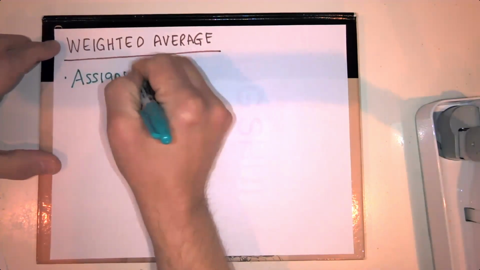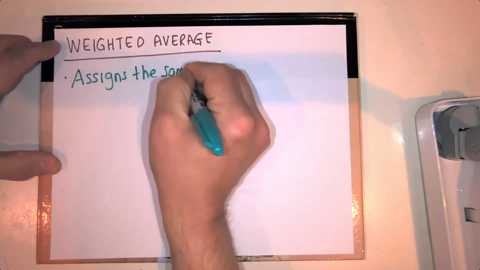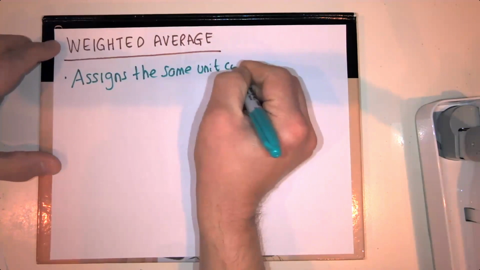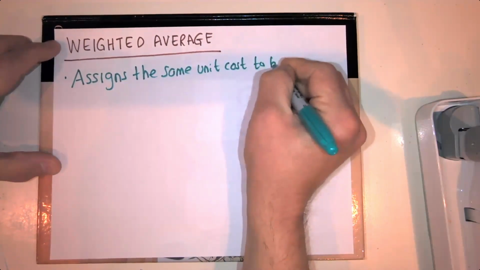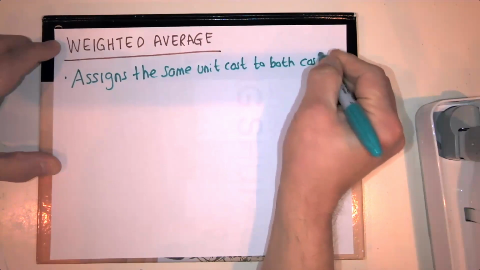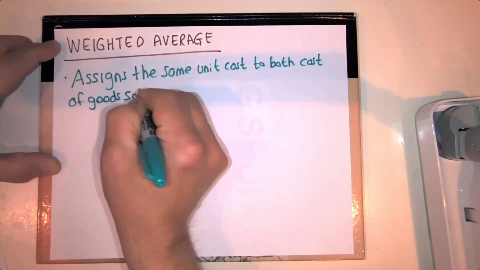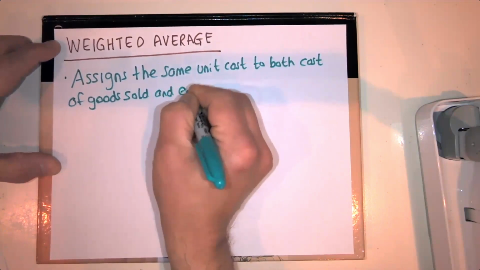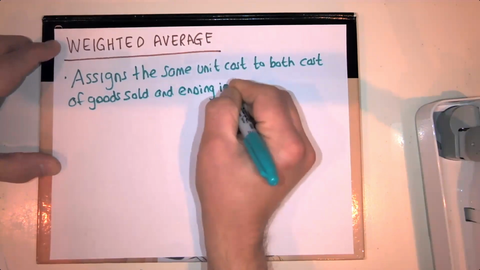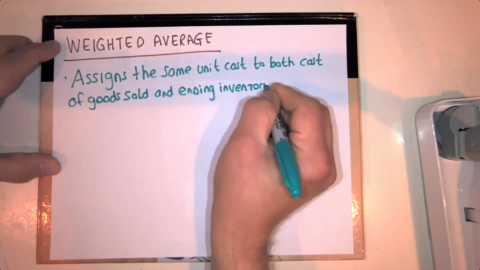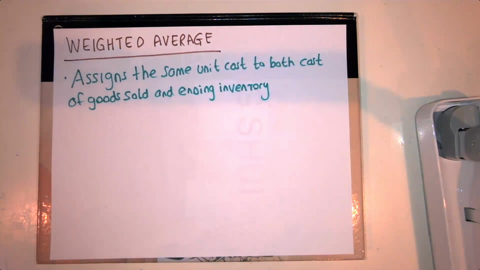So this method assigns the same unit cost to both cost of goods sold and to ending inventory. In other words, what we are saying is that we're going to assume everything costs the same, whether the units were sold or not, doesn't matter. Everything has the same cost.